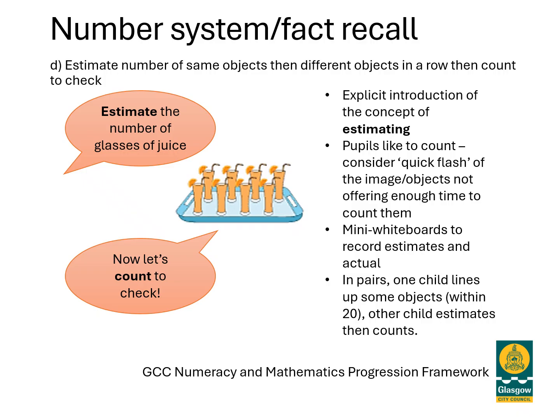We explain that when we estimate, we do not count, but of course pupils love to get it right. So you may want to consider quick flash type activities whereby they see the image briefly and not allowing them enough time to count before they give their estimate. Any sequences using mini whiteboards or similar to record their estimate before they then count to check are useful. You may want to do that in pairs and one suggestion is there at the bottom of the slide.